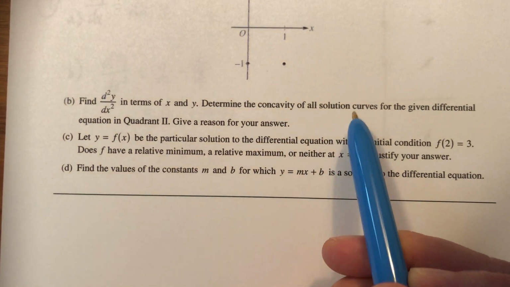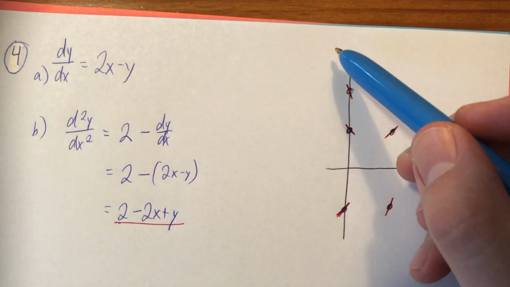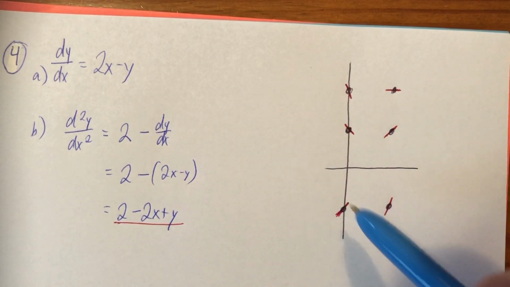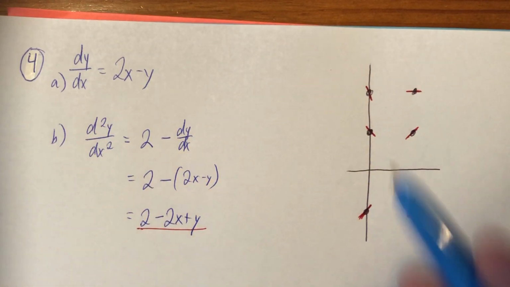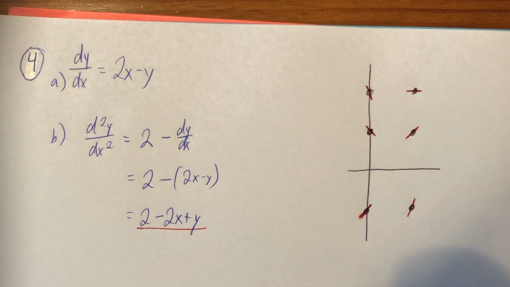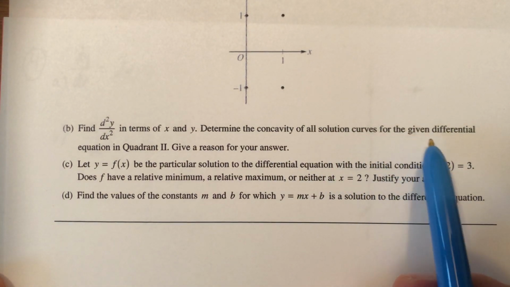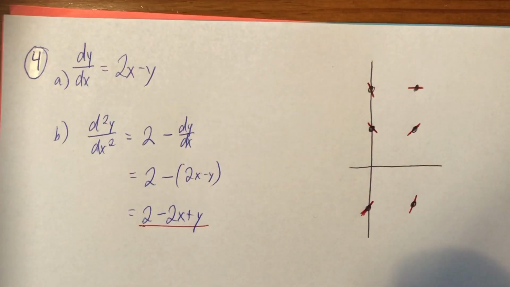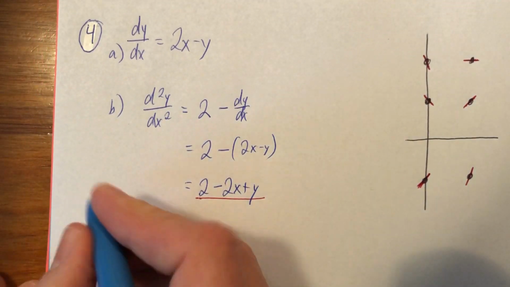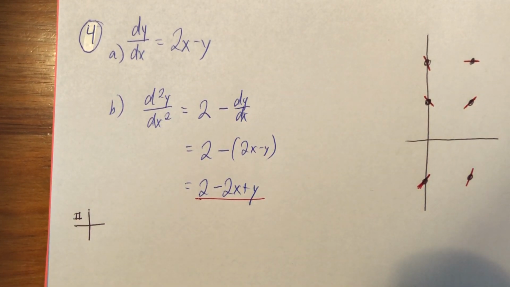What does that mean? If I was to sketch this entire thing, I could draw solution curves through it depending on what the C value is, if I truly could separate these and integrate them. You'll see a better visual for it when we get to part D. Determine the concavity of all the solution curves for the differential equation in quadrant 2. Well, quadrant 2 is over here, just doodling here. So here's quadrant 2. And give a reason for your answer.